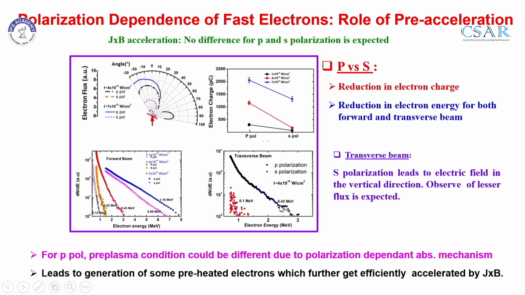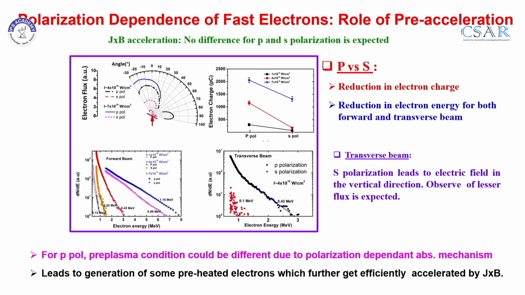And even in the case of a transverse beam, it is expected because the polarization direction for the s-polarized beam is in the vertical direction, so an electron flux is not expected. So what is the reason for the reduction in this charge, even when the interaction is occurring at such high intensities, and where the clear-cut signature of J cross B acceleration was shown?